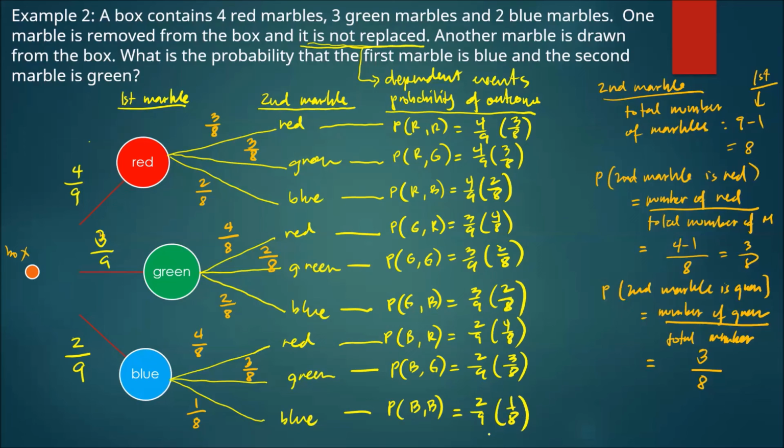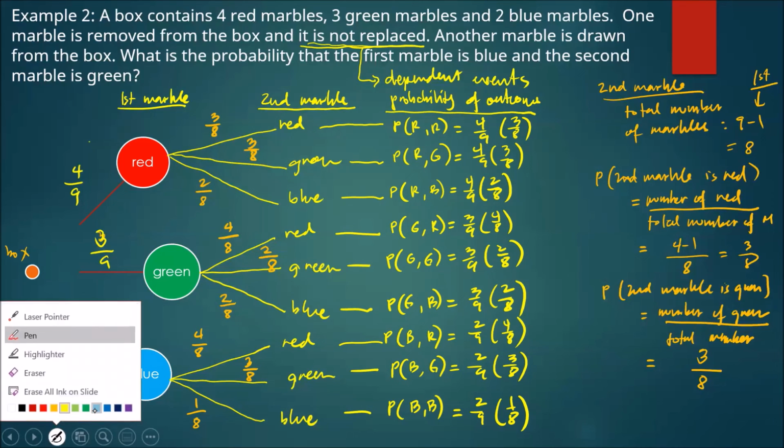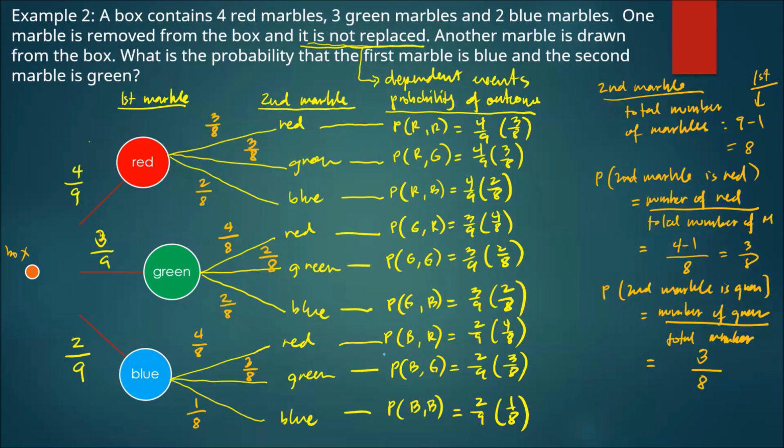Now, again, what probability are we looking for? We are looking for the probability that the first marble is blue and the second marble is green. And where is that? Okay, so this is it. This is the probability that we are looking for. So that would be 2 times 3. So that will be 6 over 72. Okay, or that is equal to 1 by 12.